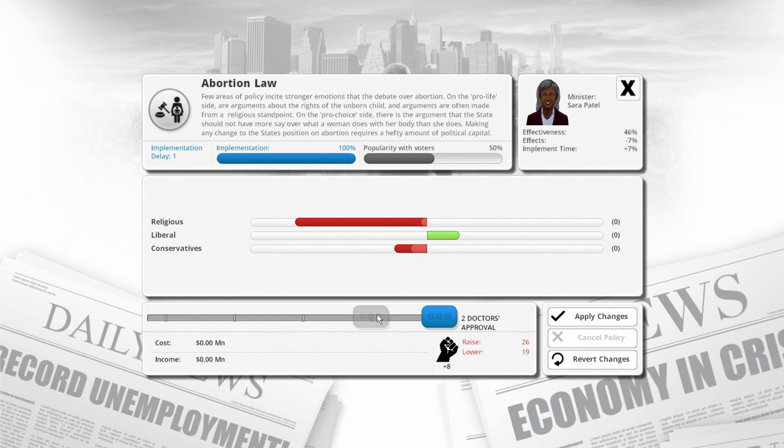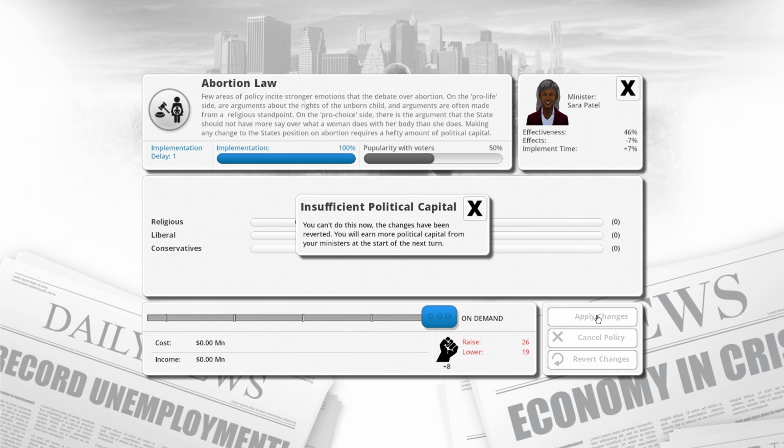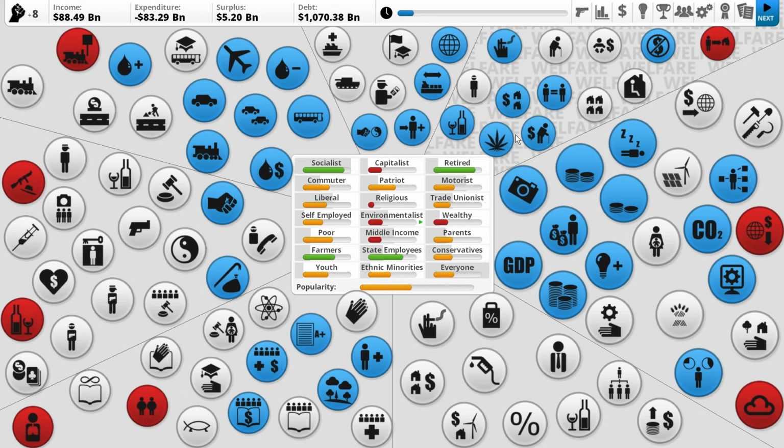Let's make that actually limited circumstances. We can go to life threatened or a total ban on it. I'm going to go in the middle somewhere to see limited circumstances. That'll help me out with the religious and the liberal groups. And look, I can't do it. I don't have enough. To lower it, I need 19 political capital. So I'm going to go ahead and end my turn here.